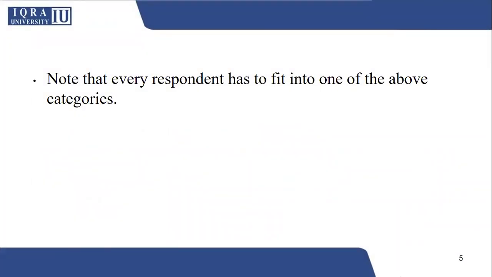Note that every respondent has to fit into one of the above categories. We say that there is no third category into which a respondent would normally fall. This nominal scale categorizes individuals or objects into mutually exclusive and collectively exhaustive groups.